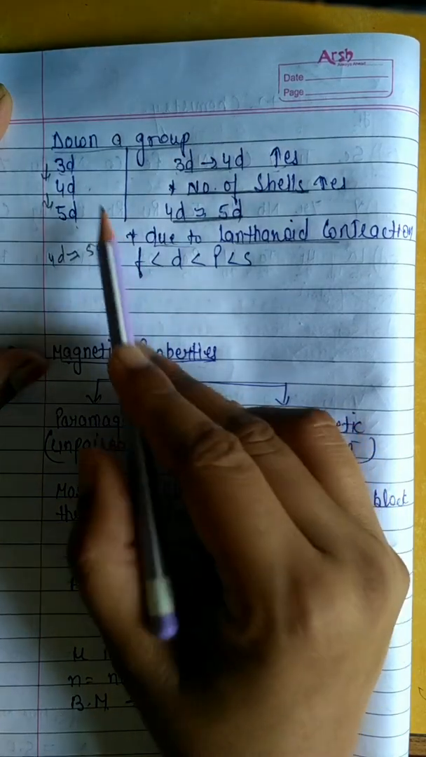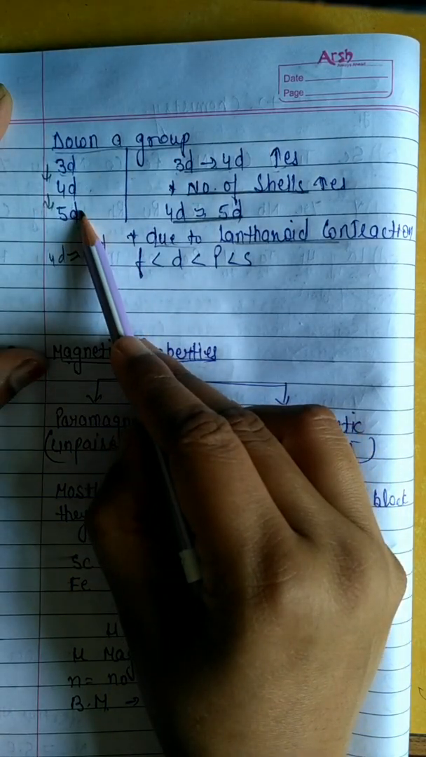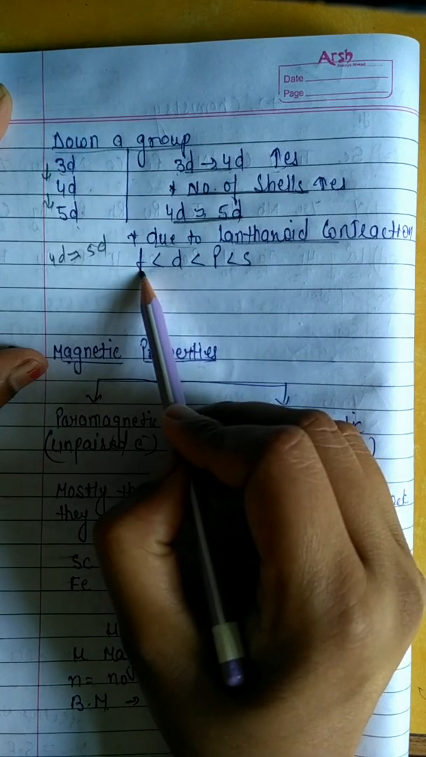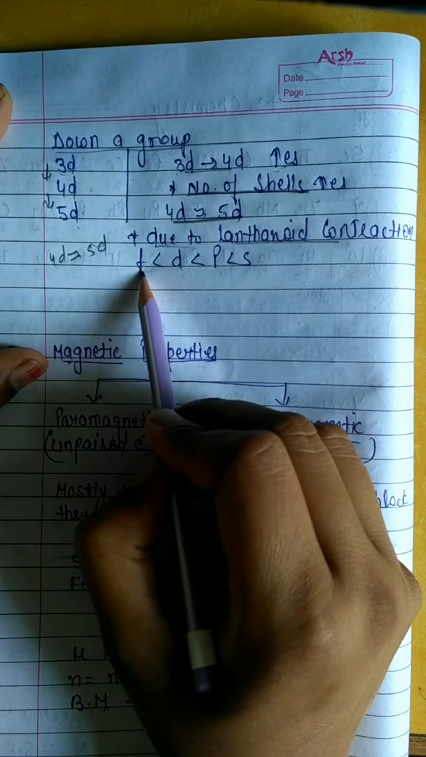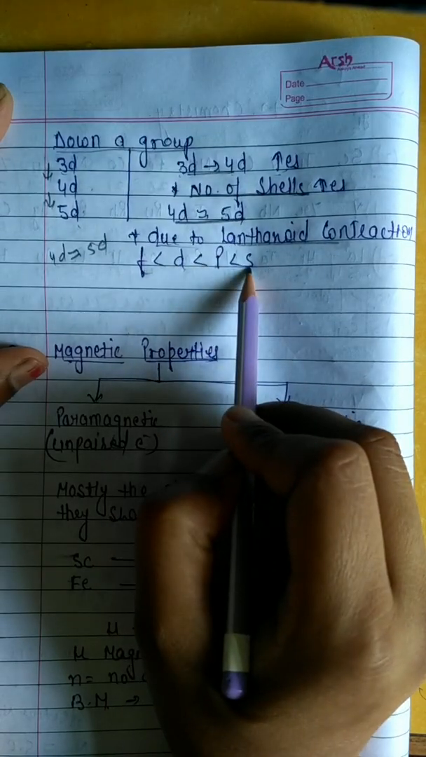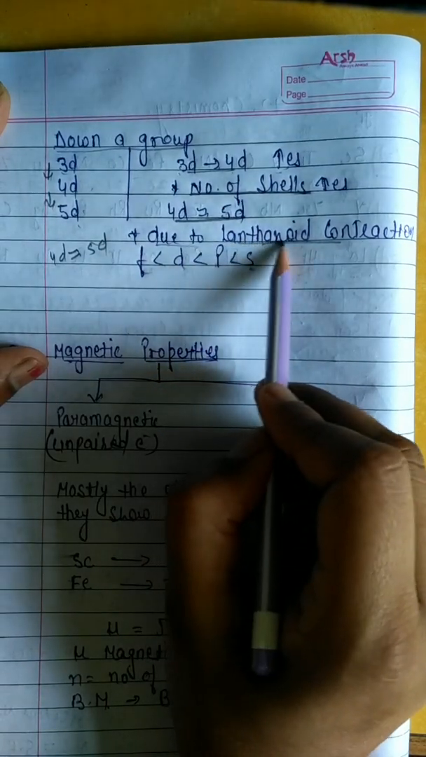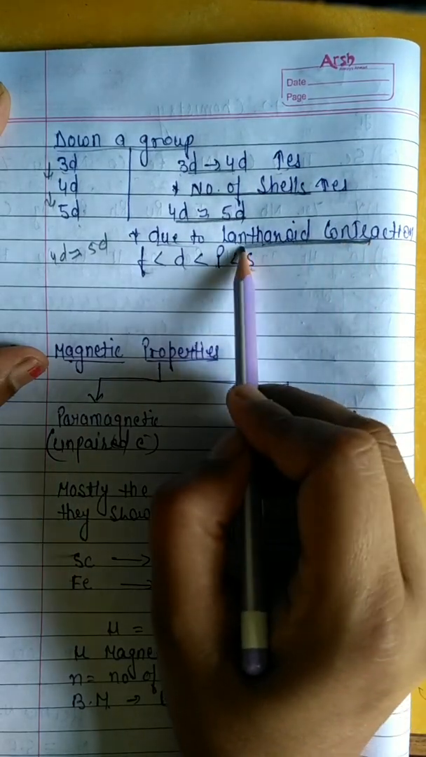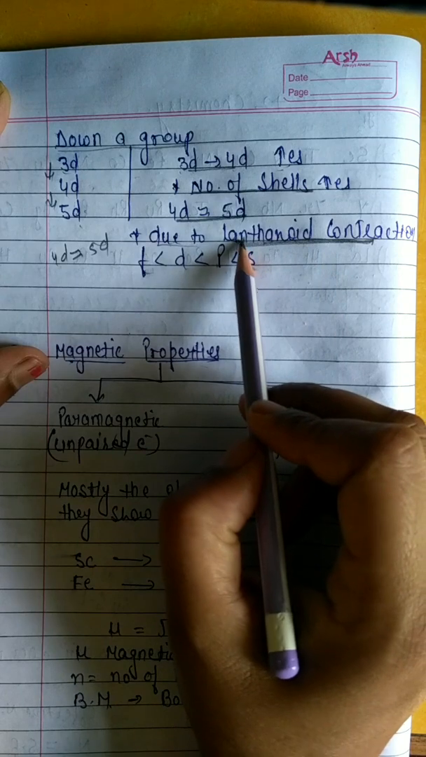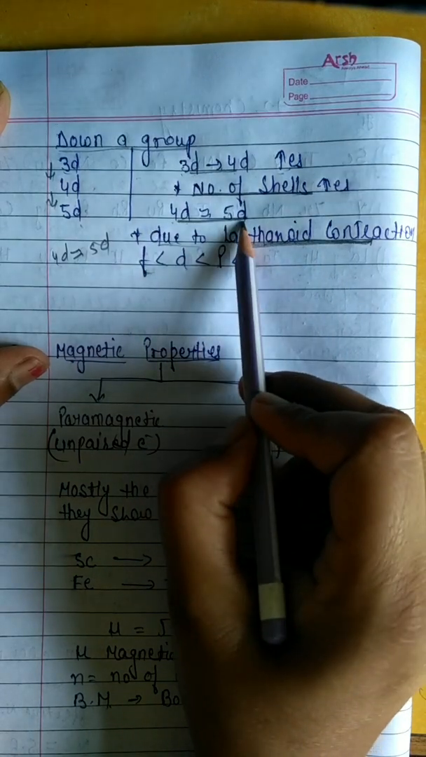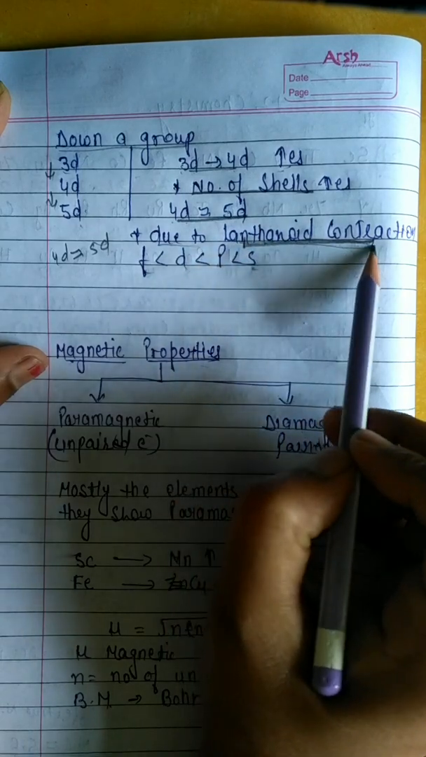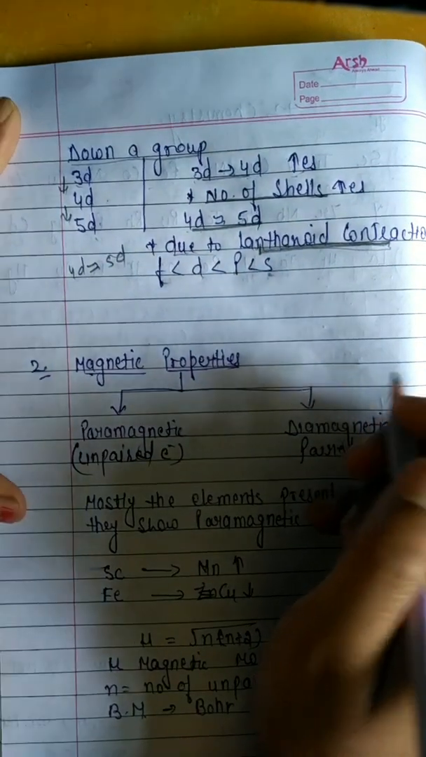Because in this, the f orbitals are present, the f block elements have a poor screening effect as compared to that of d, as compared to that of p, and as compared to that of s. About the lanthanoid contraction, we have discussed in f block elements. You just keep in mind that the 4d and the 5d elements have the same atomic radius, due to the lanthanoid contraction.